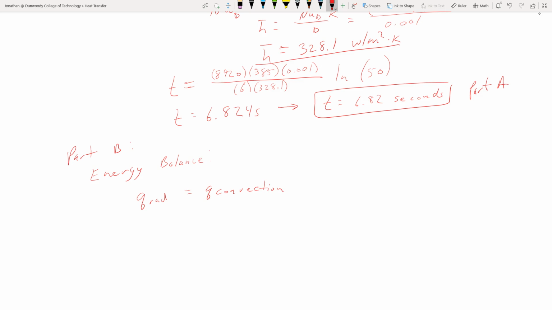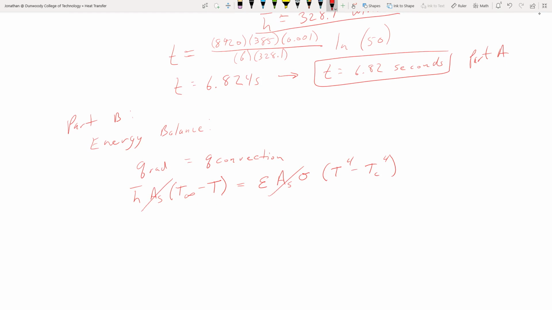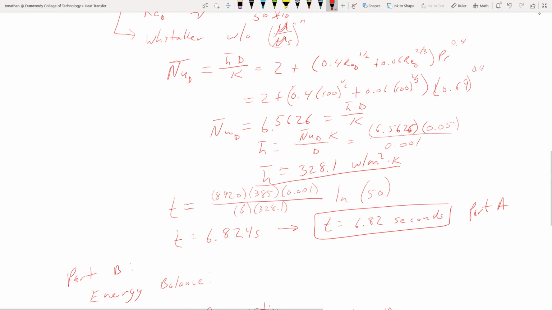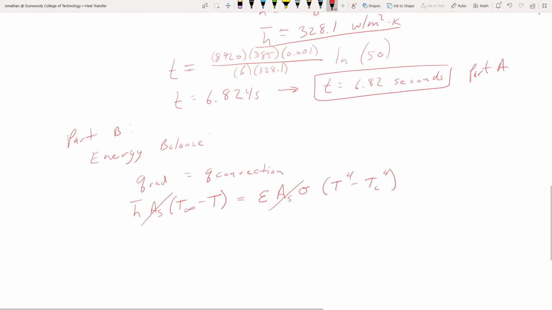Q convection. We get h bar A_s (T infinity minus T) equals epsilon A_s sigma (T to the fourth minus T combustor wall to the fourth). So we see that our areas are going to cancel out. Epsilon we have is 0.5, sigma is a known quantity, the Stefan-Boltzmann constant. We found h bar up here in the other part of the problem, so we're going to use 328.1. We know Tc, we know T infinity.